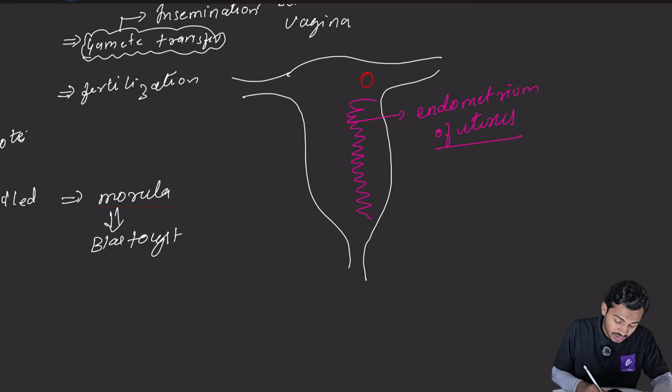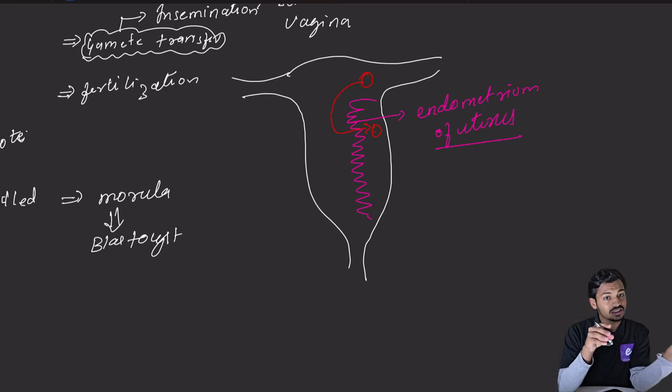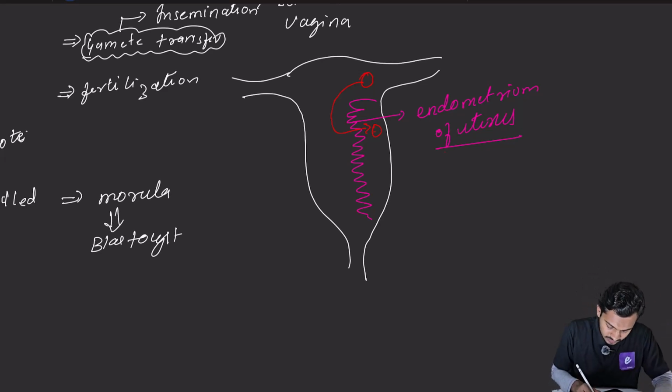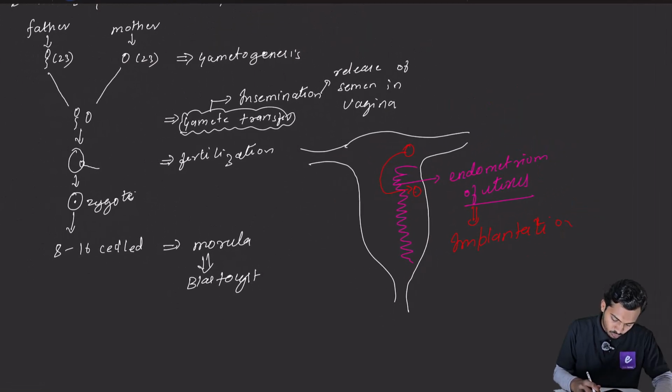Now what happens? This blastocyst, ये जो ब्लास्टोसिस्ट है दोस्तों, ये आएगा यूटेरस में और यूटेरस के वॉल के अंदर चला जाएगा. It will go inside the wall of the uterus, that is the endometrium. This is called implantation. ये step को हम क्या कहते हैं, implantation. So after the blastocyst is formed, there will be implantation.